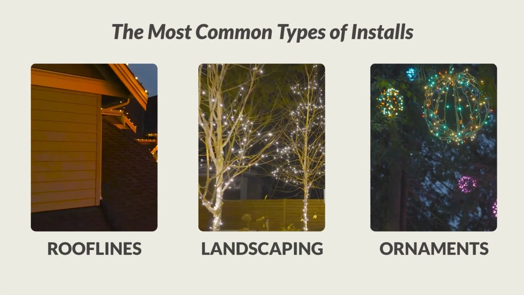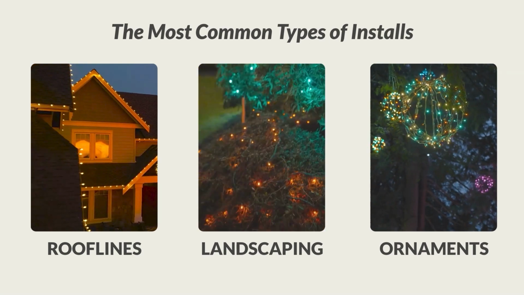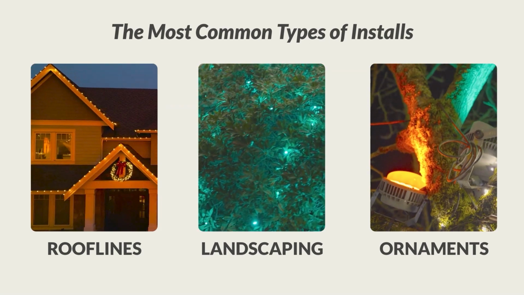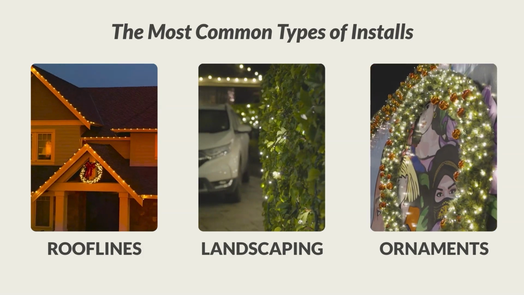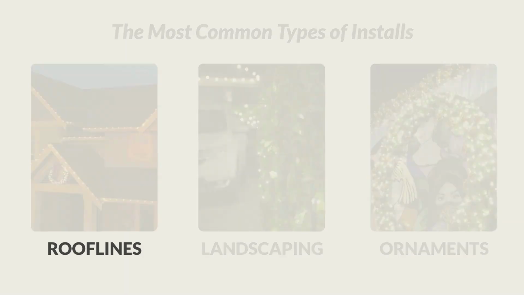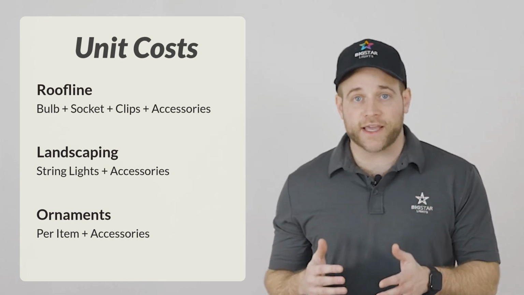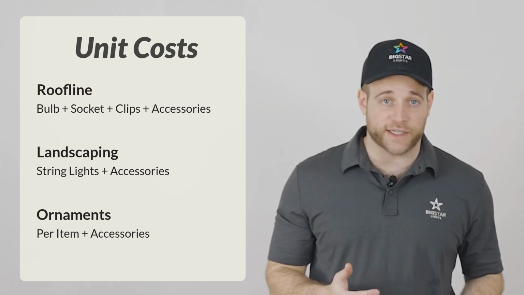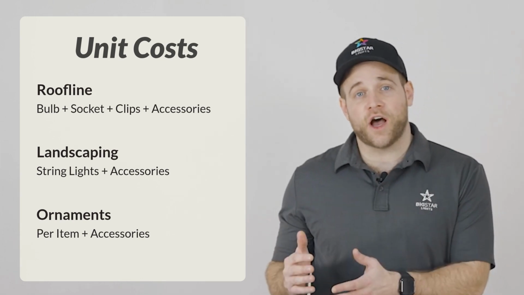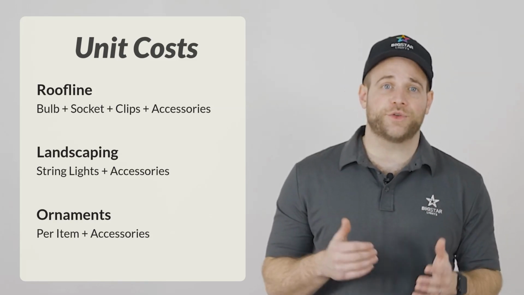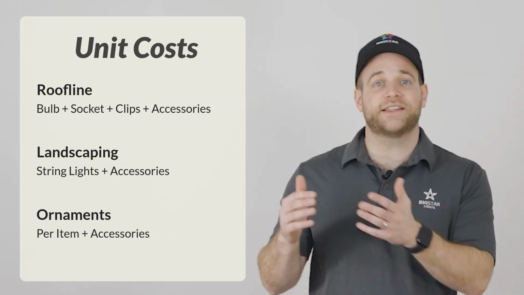When quoting a job, you'll want to quote according to the types of installs. Most of the time, your installs are going to be with roof lines, landscaping, that's trees, bushes, shrubs, etc., and ornaments, which you could also categorize floodlights, wreaths, and garlands as. So for roof lines, you'll need to know the unit cost of the bulb, socket, clips, and other accessories. For landscaping, you'll need the unit cost just of string lights and accessories. And for the ornaments category, you'll do unit cost per item plus the accessories.